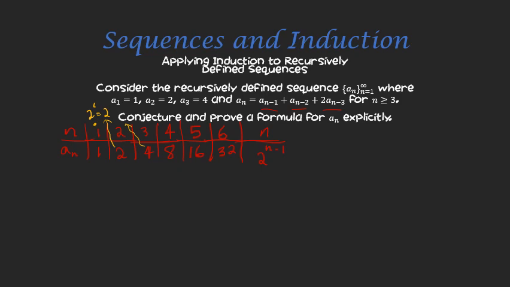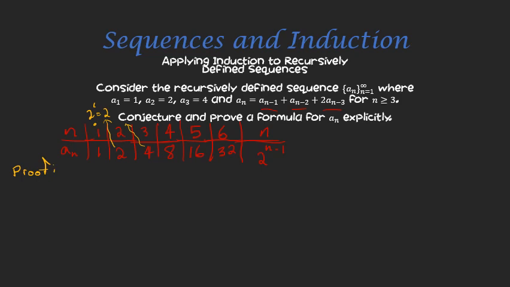And we'll just make sure that works, right? 2 to the 1 minus 1, that's 2 to the 0, we get 1, which is a sub 1. 2 to the 2 minus 1, that's 2 to the 1, and we get 2. It looks like this formula is going to hold for all these, but let's actually prove it. It's going to work the same as the last example, only we get to assume more now.